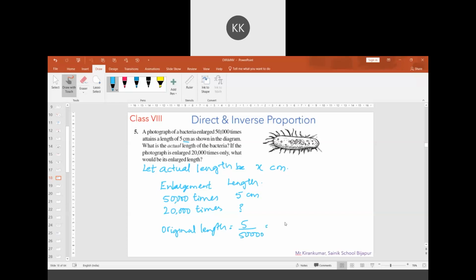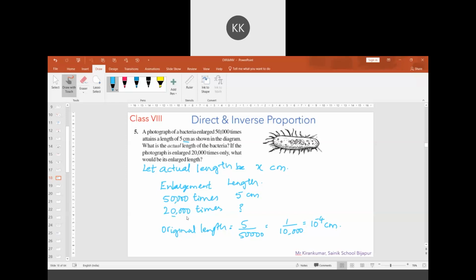This will be 1 by 10,000. 1 by 10,000 is difficult to read, so we can make use of the zero exponent and write it as 10 to the power minus 4 centimeter. 10 to the power minus 4.